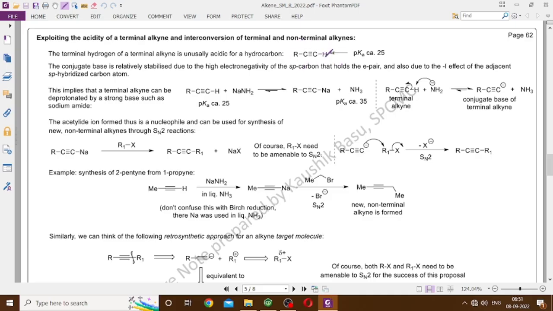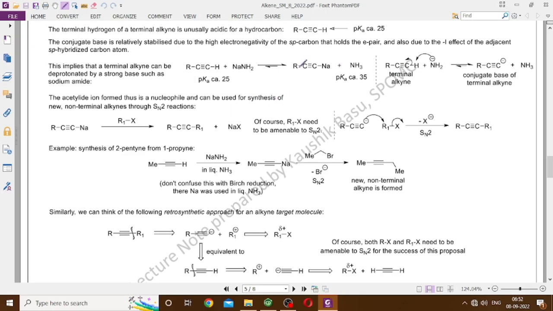Terminal alkyne has a typical hydrogen that is associated with it, which is an unusually acidic hydrogen for a hydrocarbon, because the conjugate base can accommodate the electron pair into an sp hybridized orbital. This pK value is unusually low, and with a suitable base such as sodium amide, you can get a sodium salt of the terminal alkyne, which is pretty nucleophilic.